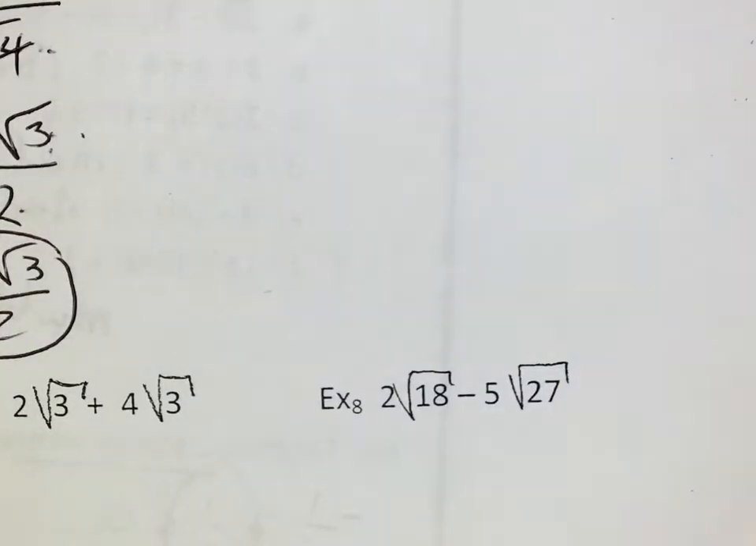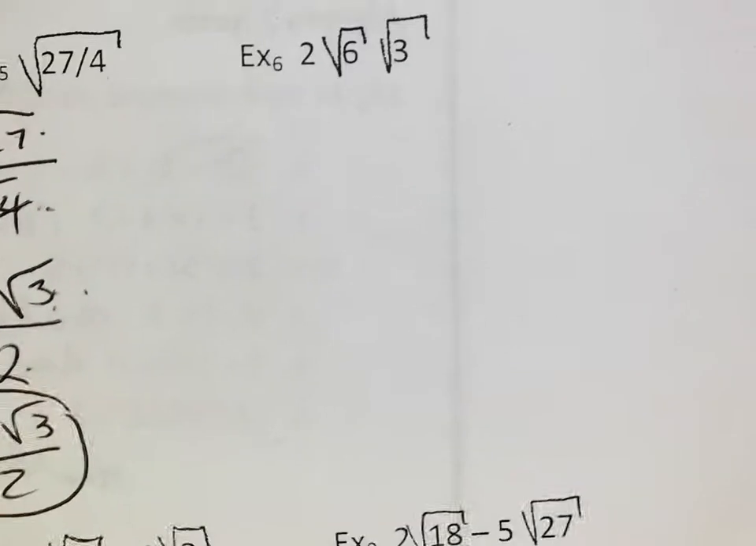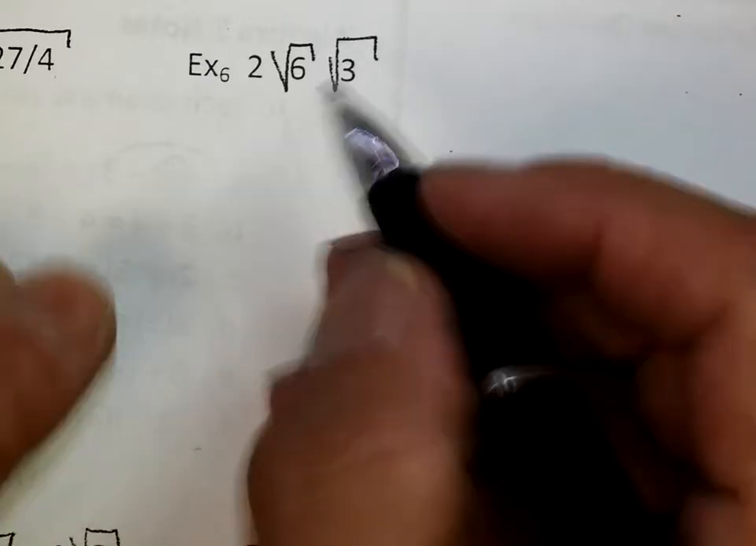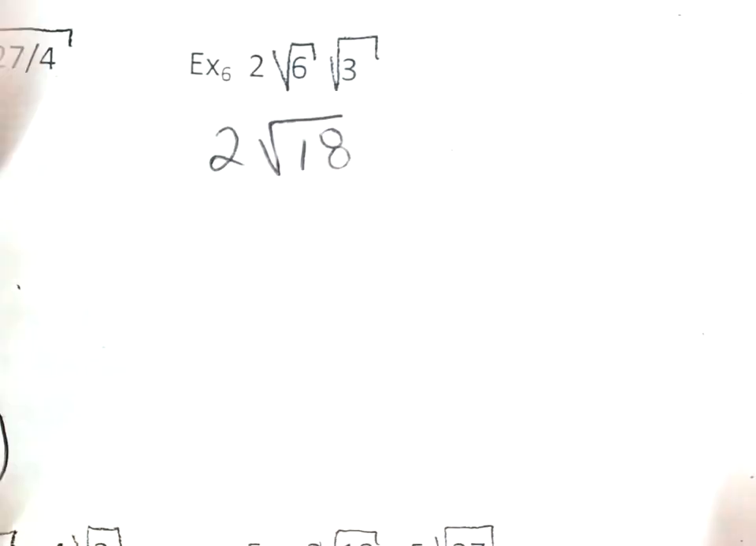All right, example 6. There it is. Now, you can multiply square roots. Sometimes it's a good idea to do it. In fact, in this case, it's going to be a real good idea to go 6 times 3. Square root of 6 times square root of 3. I'm going to do that right off the bat. I'm going to get 2 square roots of 18, okay?